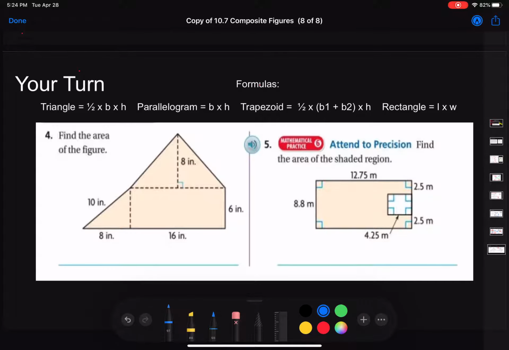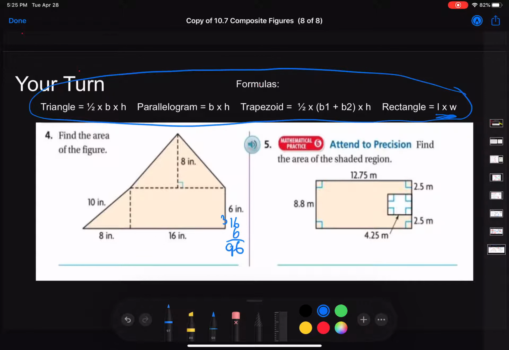Okay, last two. And I've given you all the formulas right here. I'm going to look at number 4 as though there's 3 shapes here. A triangle, and a rectangle. So I want to figure out my rectangle, and remember your rectangle is length times width. So I'm going to go 16 times 6. Okay, and you're going to get 96. So in here is 96.